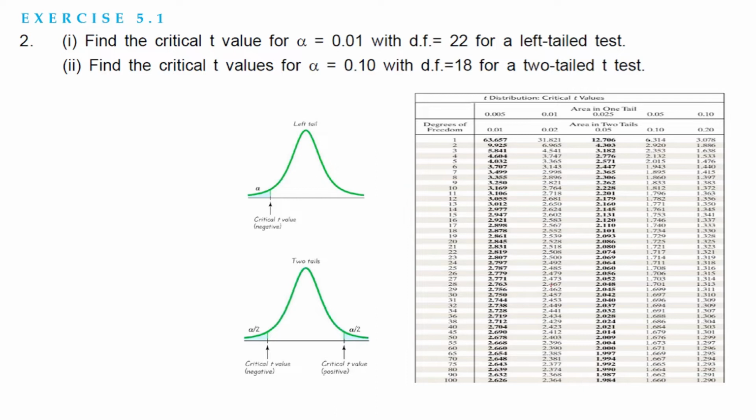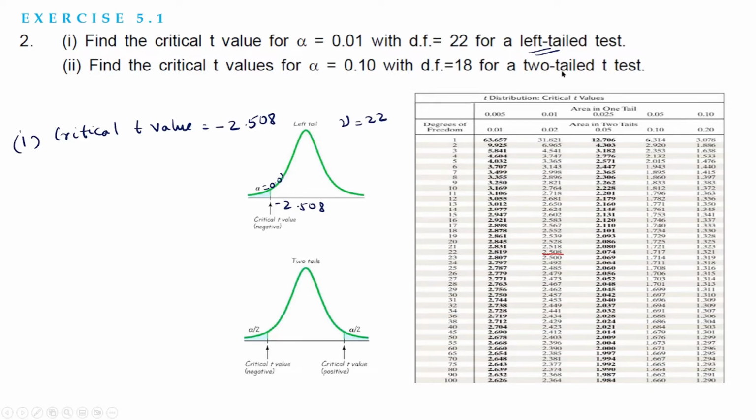It is negative 2.508 because it is a left-tailed test. If it is a left-tailed test, the critical t-value will be negative. So for the first subdivision, the critical t-value is negative 2.508 for alpha equal to 0.01 and degrees of freedom equal to 22 when it is a left-tailed test.